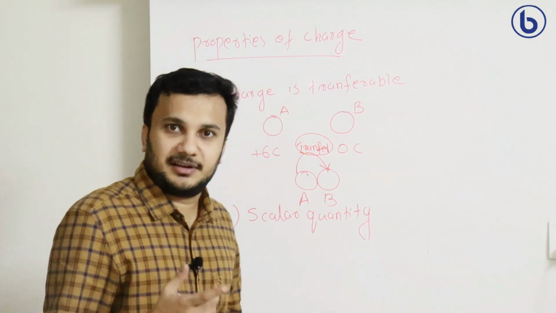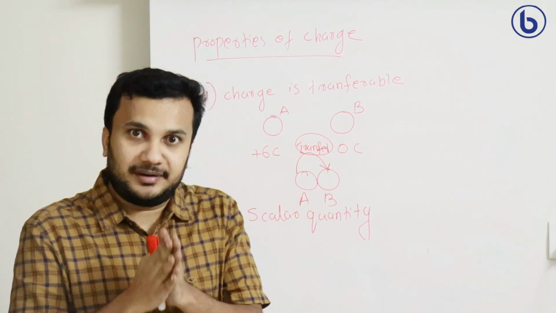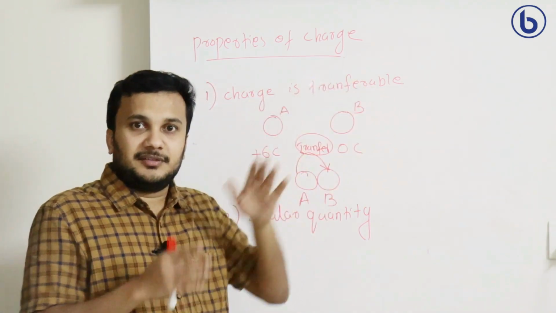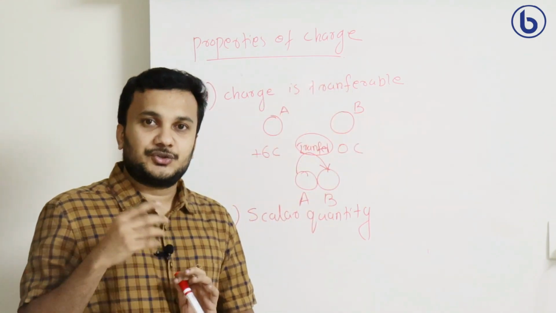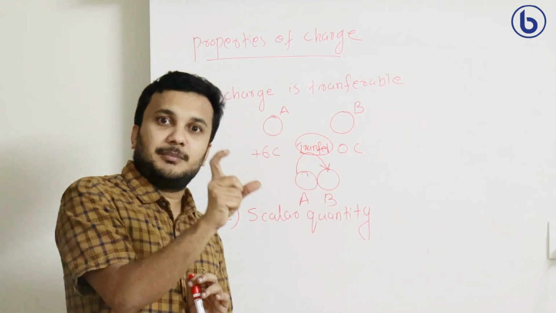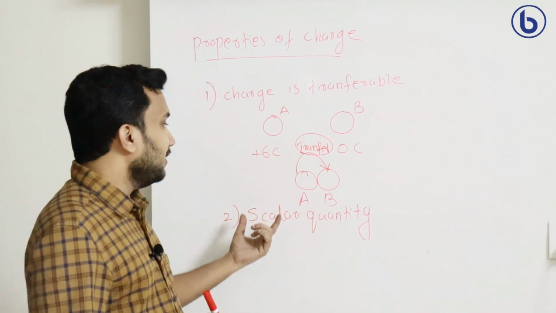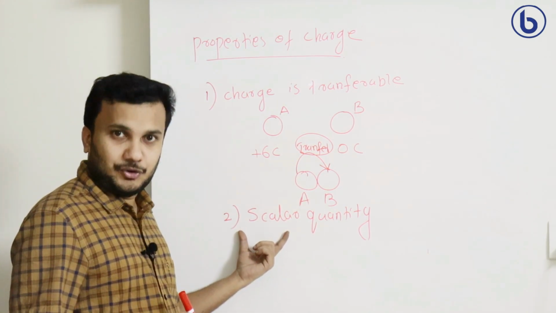So force has direction. Along with the 10 Newton, we will say this is towards the left, this is towards the right, this is towards the northeast, for example. If you give direction along with the magnitude and unit, then it is called a vector quantity. Here, charge is not a vector quantity; charge is a scalar quantity.